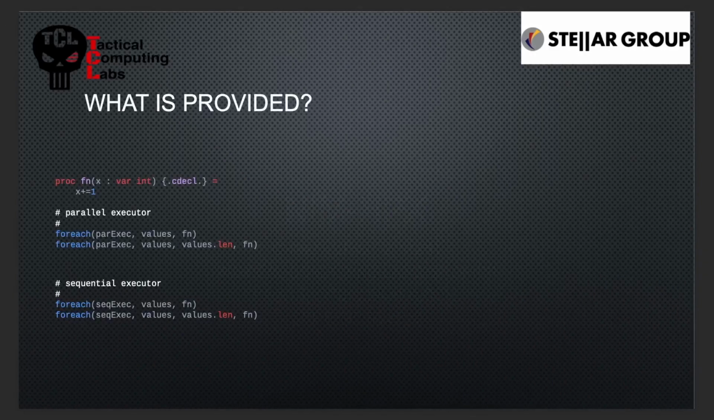This slide demonstrates NimHPX's for each loop support. You'll see we've got a function fn that's been exposed to C using the C decl pragma. That's a requirement to use this functionality. The first invocation of for each uses a par exec, which is a parallel executor. This tells the for each loop to run in parallel. The second argument is a set of values to perform some operation over, and the third argument is the function that's being applied over the data set.